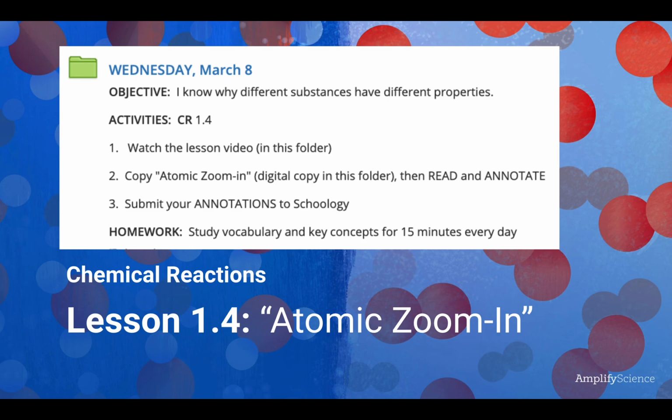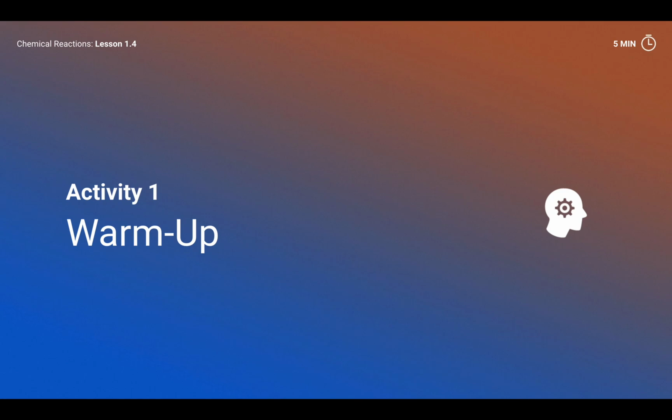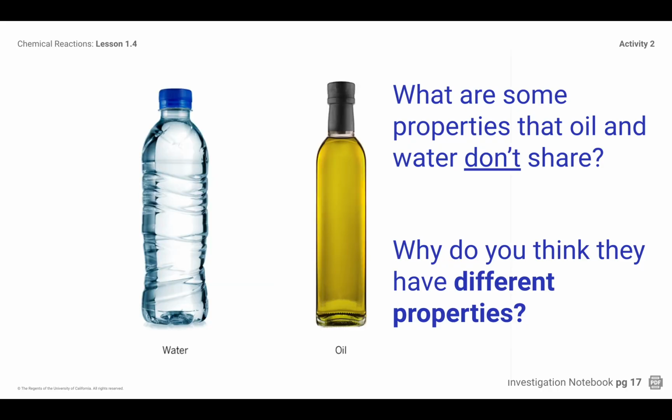Make sure that you don't just skip this video and read and annotate, because I'm going to go through the first part of the article with you to show you what I want you to do. And then I'm going to be walking you through a couple different things and just making sure you understand the concepts that are coming up. Okay? Your homework for today is to study vocabulary and the key concepts for 15 minutes today, tomorrow, and every day. All right, so we're going to do the activity 1 warm-up.